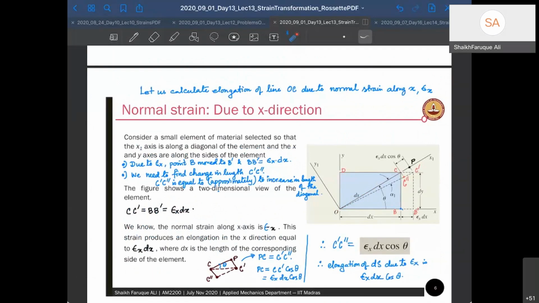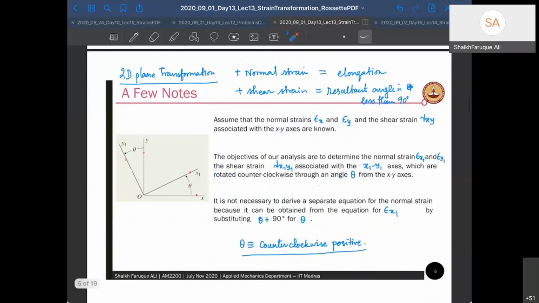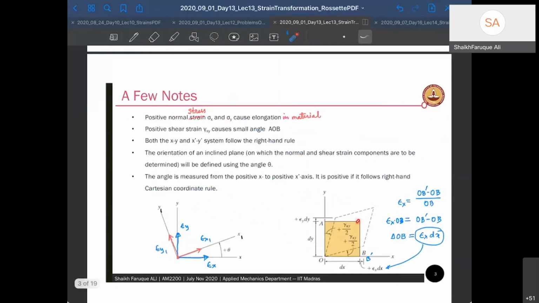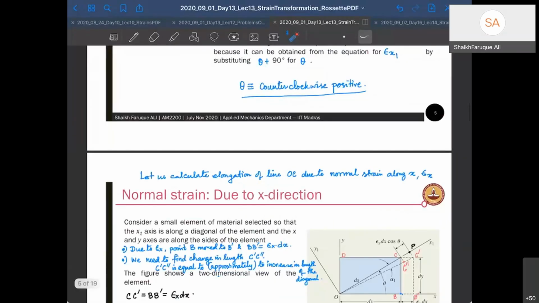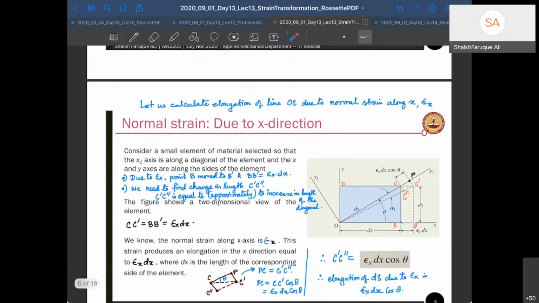Now, the normal strain along the x1 axis. So this diagonal, as you can see here in this picture, the change in the diagonal from here till here, right? The change in the diagonal is not only because of elongation along x, so not only about epsilon x, but also due to epsilon y and gamma xy. So the change in length of this diagonal has been manifested by three things. One is epsilon x in the original configuration, another is epsilon y in the original configuration, and gamma xy in the original configuration. All three will contribute to the change in length of the diagonal. Okay.